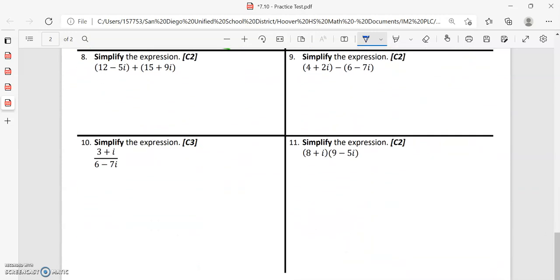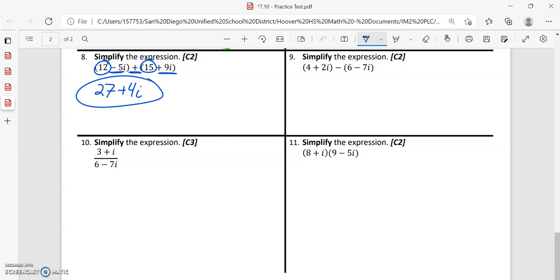All right, 4 questions left. So simplify the expression. We are adding here. We don't need to change any numbers, so recognize like terms. 12 and 15 add up to 27. Negative 5i and 9i adds to 4i.